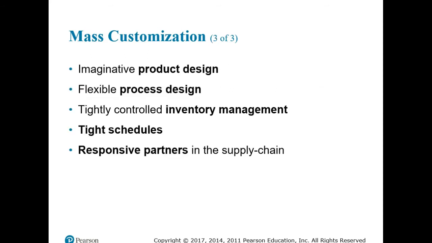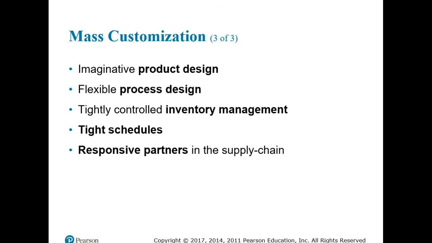And this slide identifies typical necessary conditions for successful mass customization. Product design must be imaginative. Successful build-to-order designs include a limited product line and modules. And process design must be flexible and able to accommodate changes in both design and technology. For instance, postponement allows for customization late in the production process.